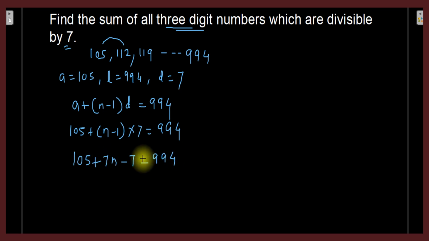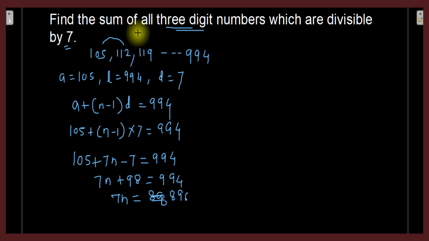So 105 minus 7, that will be 98. So 7n plus 98, which is equal to 994. And so if 98 is taken to this side, 994 minus 98. So here 7n, that will be equal to 896.